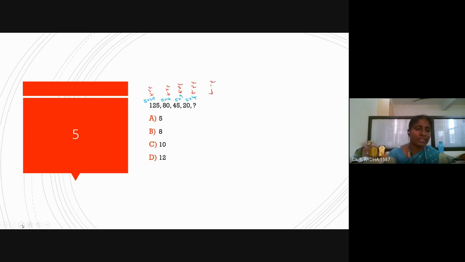If you get the answer at any moment, kindly post in the chat box. Here we should have 5 into 1 square, which is 5. So the answer is 5. There may be some other patterns here, 2 or 3 logics, but the answer will come out correctly.